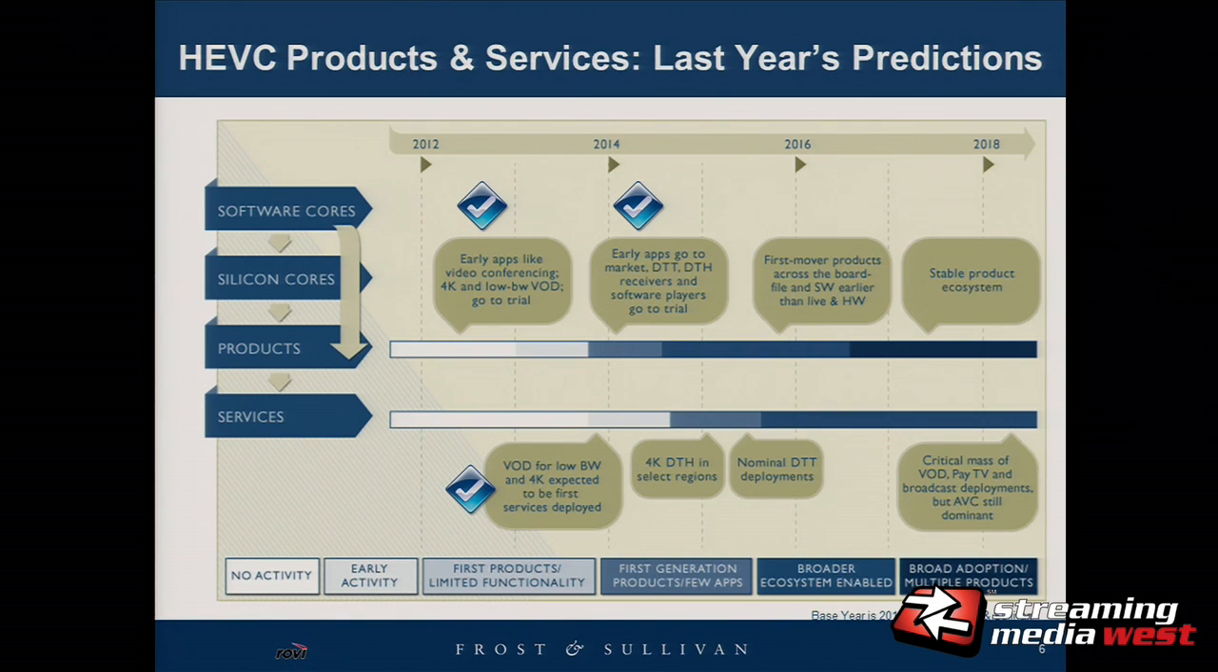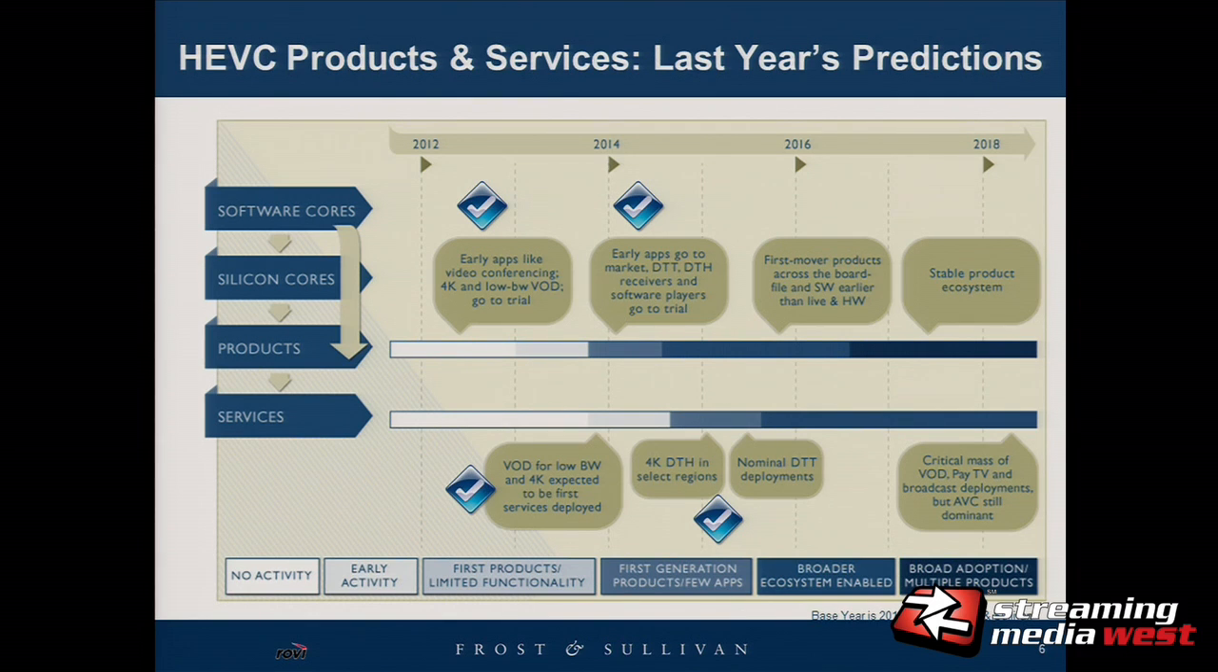We are seeing early DTT offerings start to emerge, and we'll actually look at a real life use case of that. We're looking at DTH receivers, applications start to go to trial. Lollipop Android just announced support for HEVC. So a lot of these building blocks are starting to come into play. And we are expecting to see 4K DTH services, limited if not 24/7 channels, come up within the next year.